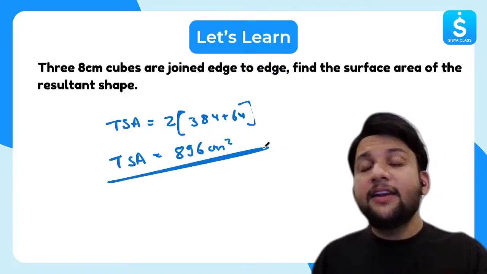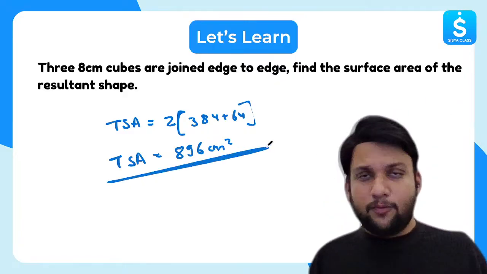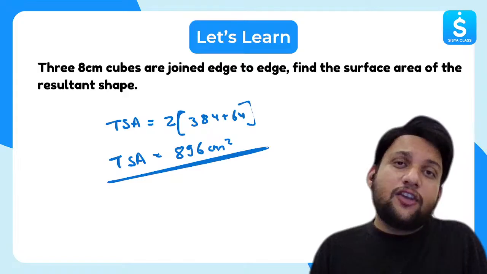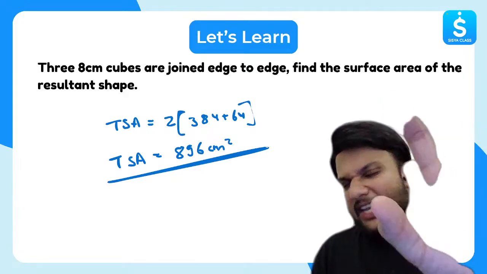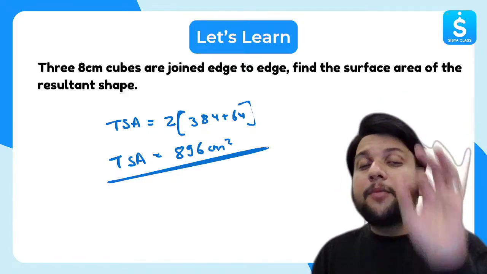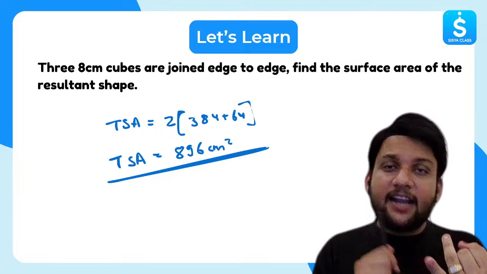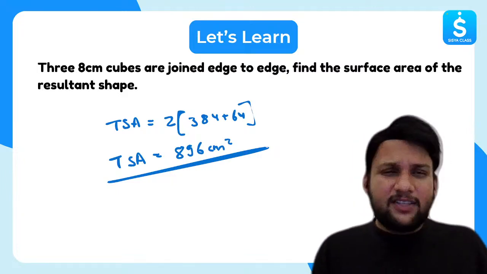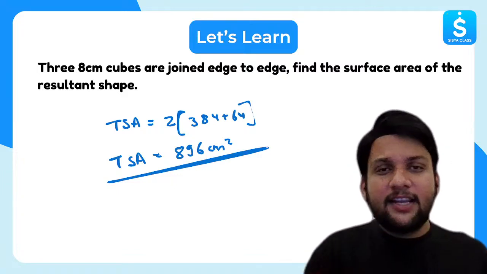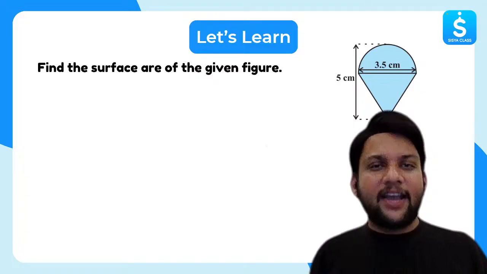And what is the resultant figure? In this case, resultant figure is cuboid. Right? So if I'm joining 3 cubes, I'm going to obviously get a cuboid. But the important point is the height and the breadth will not change. Length will change, of course, right? It will increase. Great.